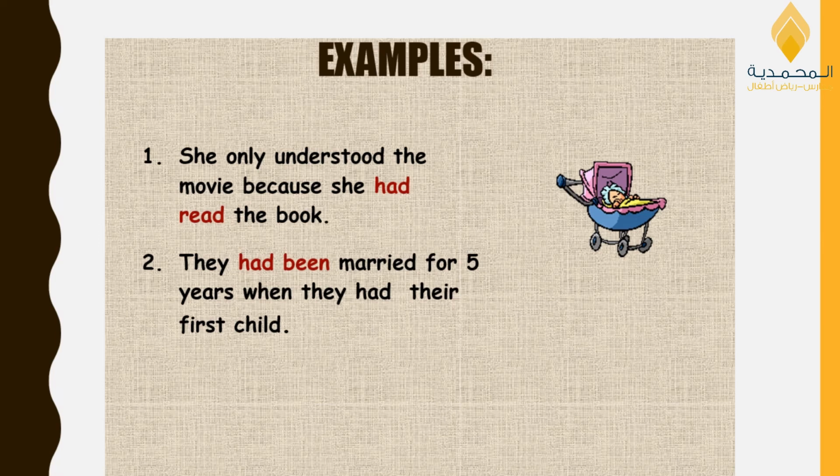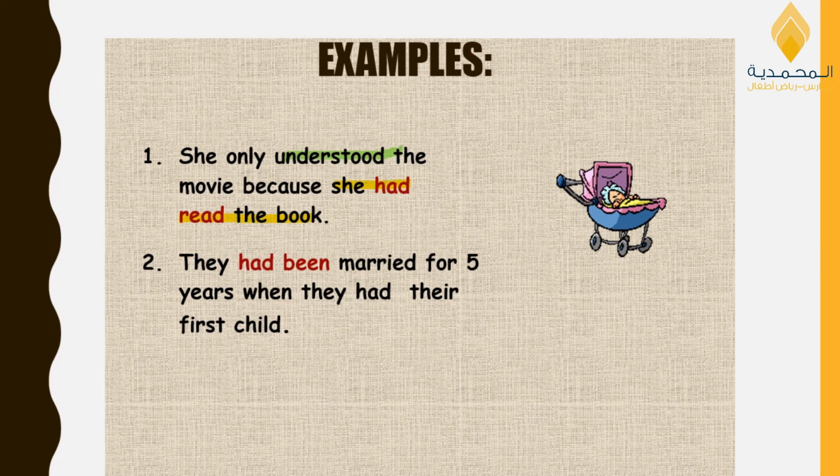1. She only understood the movie because she had read the book. So, which is the first thing that happened? Yes, she had read the book first, then she understood the movie. So remember, the thing that happened first is in the past perfect, and what happened second is in the past simple. 2. They had been married for 5 years when they had their first child.